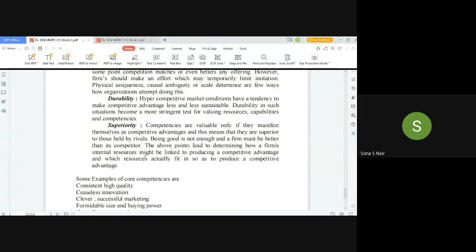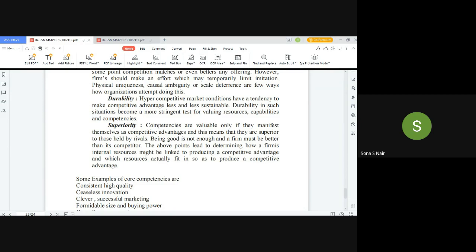Superiority. Look, the point is when the organization is in the industry and there are a lot of competitors around us, they also have some abilities, some capabilities, some core competencies. But as far as the current organization is concerned, it has to do better in those core competencies. So if there is superiority, if they are better than the others, then obviously that capability can become a core competency. Otherwise, it cannot.